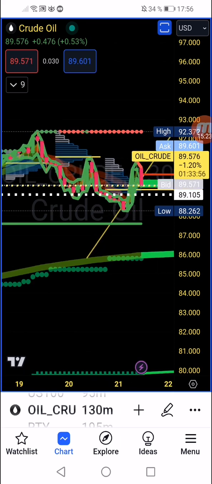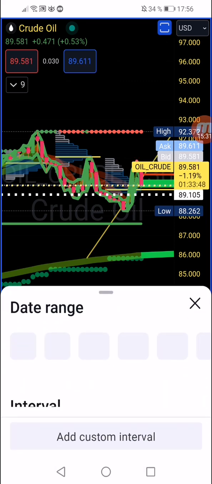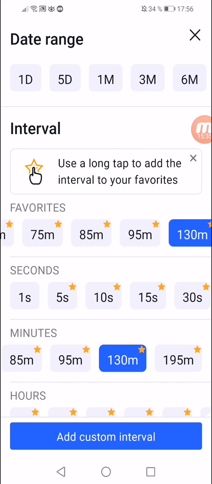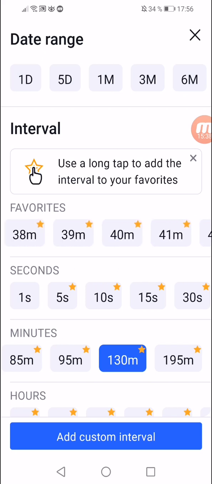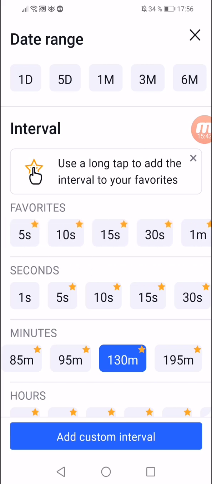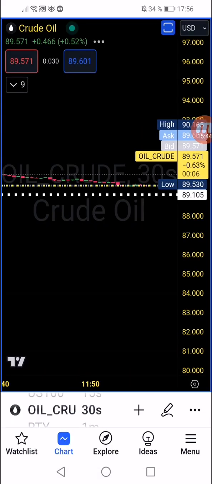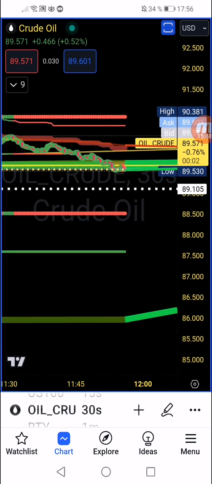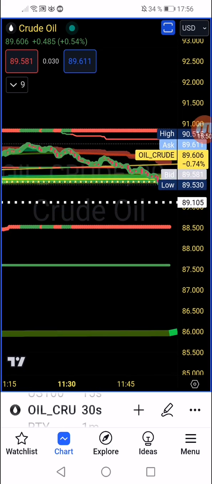But they see the 130 minutes. They go first on the higher time frame too. They don't blindly trade the low time frame. Then they go to the low time frame and, for example, 30 seconds. And so, okay, currently for the next hours, the market is down.